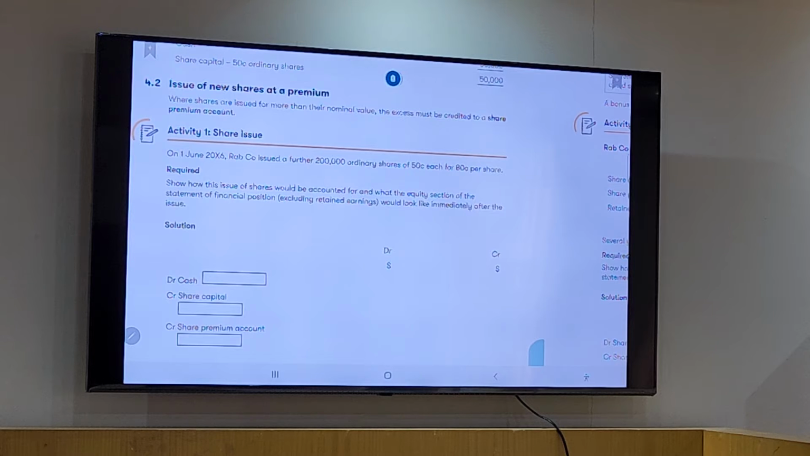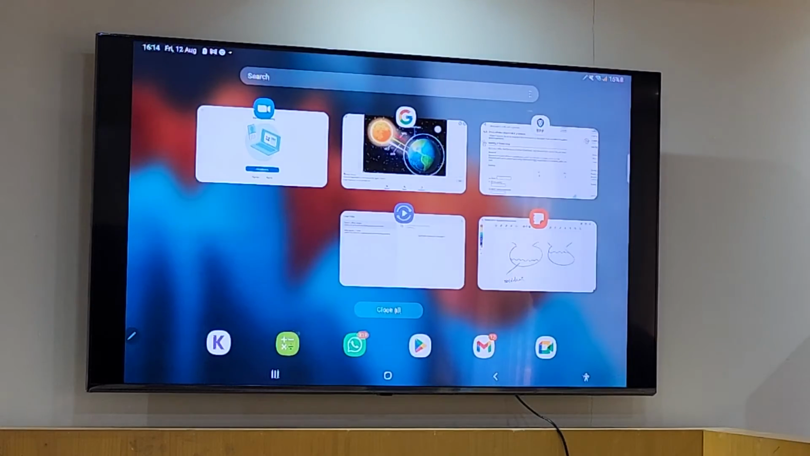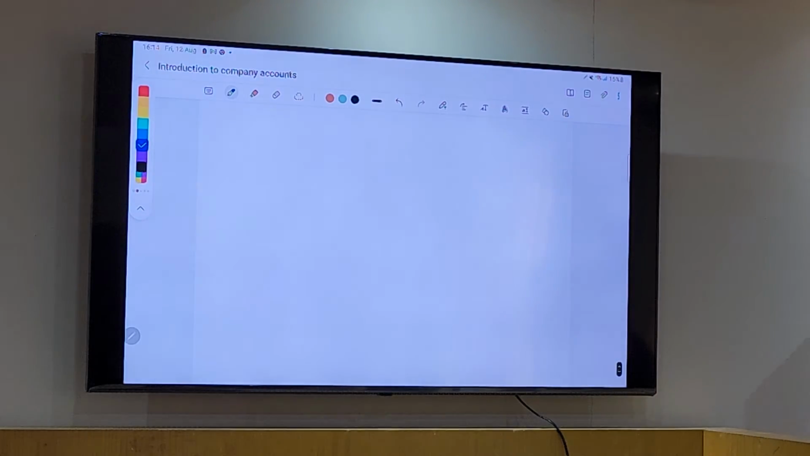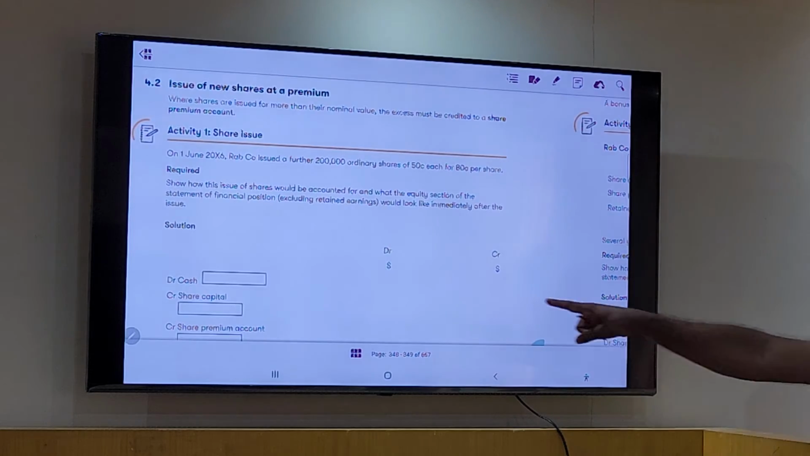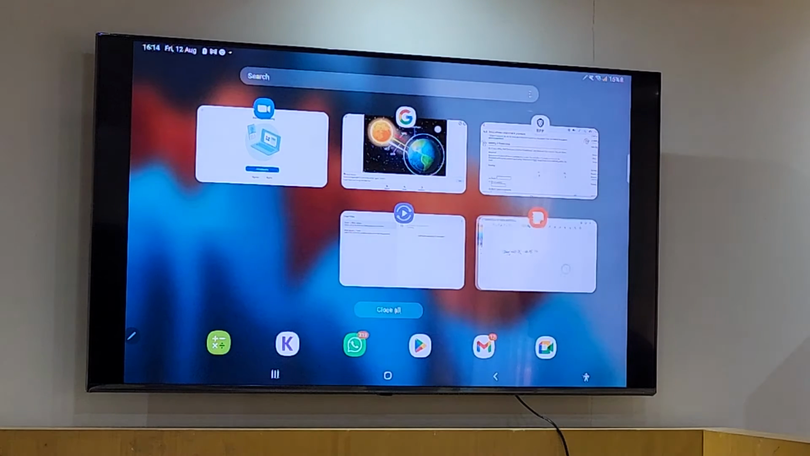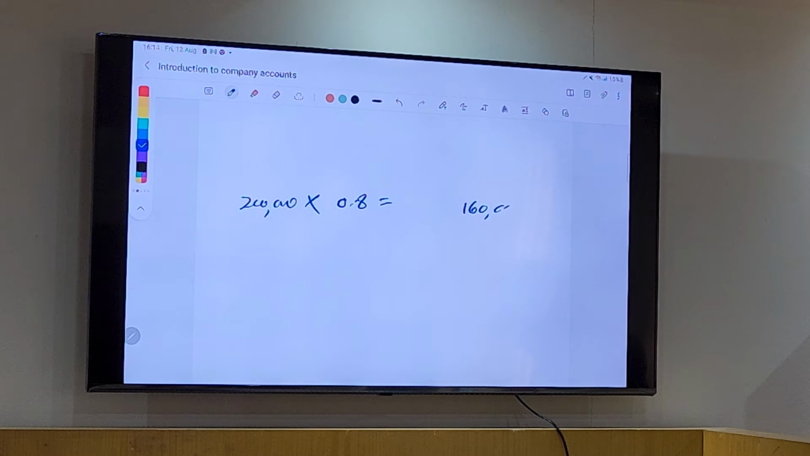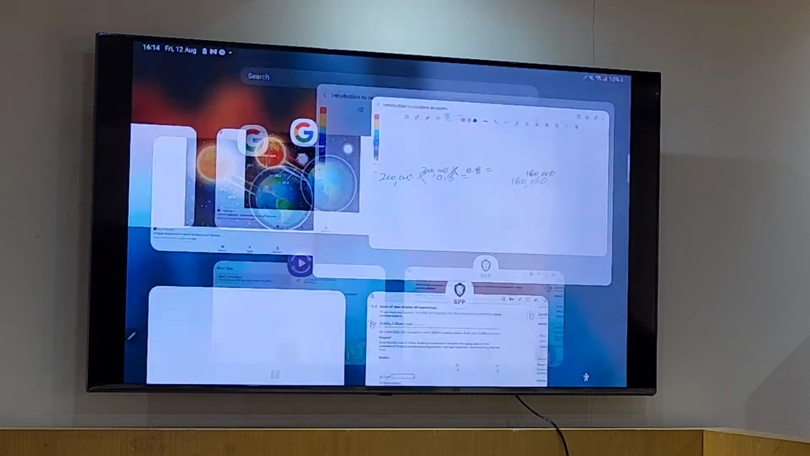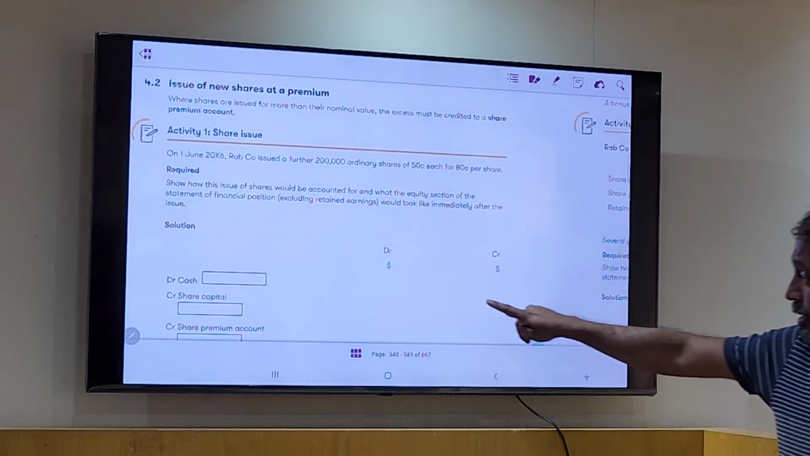No need to. Understood? So, total cash. How much total cash would I have received? 160. 200,000 into 0.8. This is what you need to show in that box. So 200,000 into 0.8 is 160,000. And this 160 where will you show? You write here: cash.